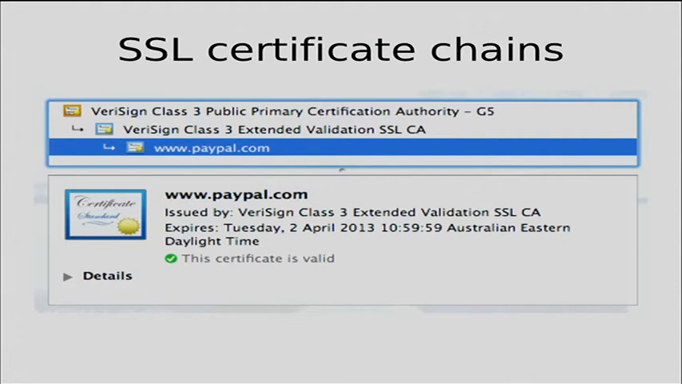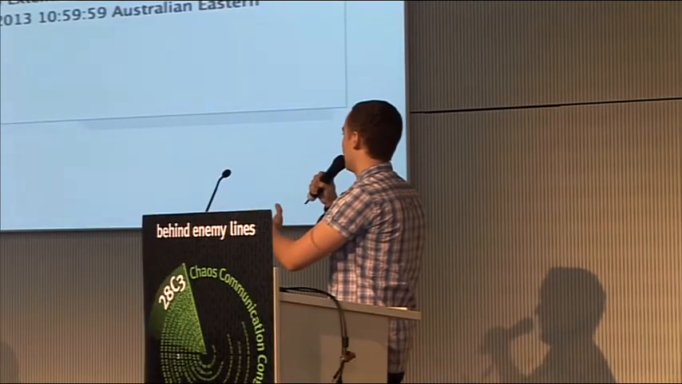And just a very brief intro to what the vulnerability is about. So you have SSL certificates, SSL certificate chains. Here we have an example of a normal certificate for PayPal. It's issued by the VeriSign CA. Then there's an intermediate VeriSign certificate, which has signed the PayPal certificate.